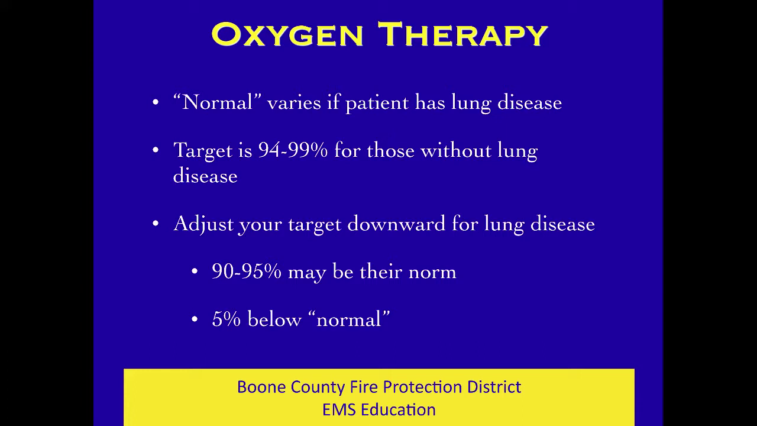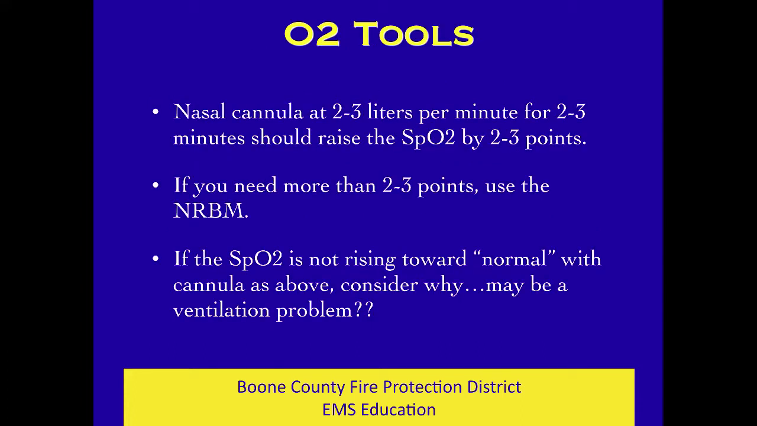So, adjust it down, do what makes sense, use a little bit of oxygen for a couple of minutes, and you should get some rise in that pulse ox. 2 or 3 liters for 2 or 3 minutes ought to get you 2 or 3 points increase on the pulse ox. If you don't get that, there may be a ventilation problem. If you're going to need more than 2 or 3 points rise to get you to normal, then a cannula probably won't get you there for quite a while. Then you can use a non-rebreather.